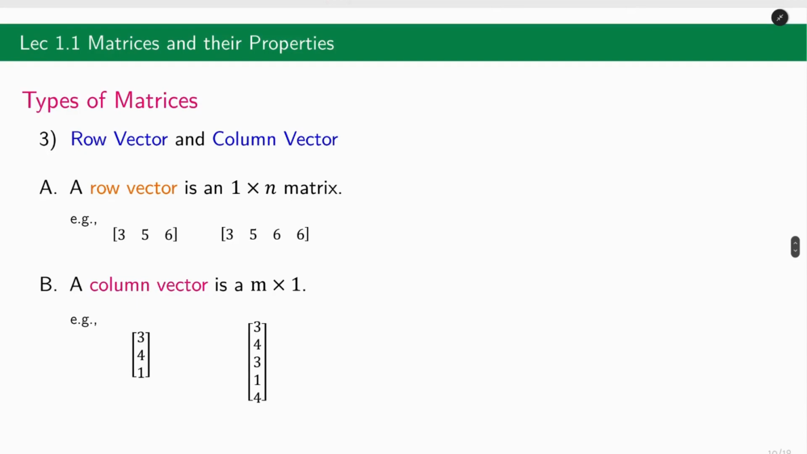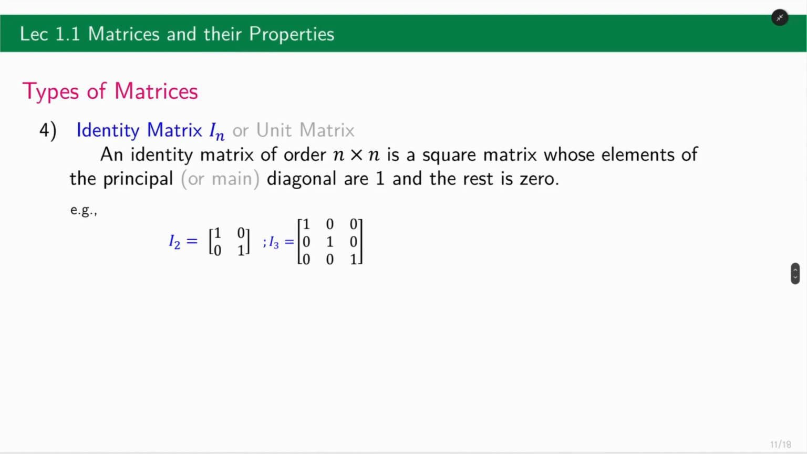Another type of matrices is the row vector and the column vector. A row vector is a 1 by n matrix, while a column vector is an m by 1 matrix. Next, a special type of the square matrix is what we call the identity matrix or unit matrix. It is a square matrix whose elements of the principal or main diagonal are 1 and the rest are 0. Okay, we have here the main diagonal that we call. Okay, we have this and then this one.